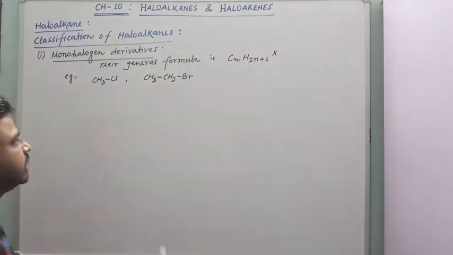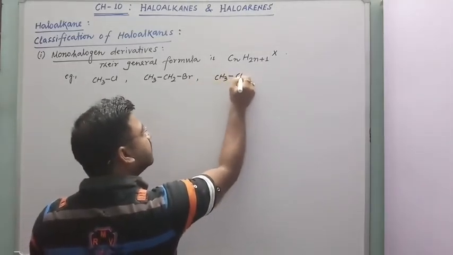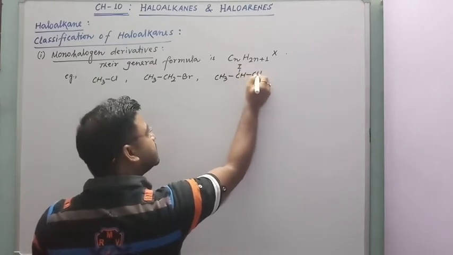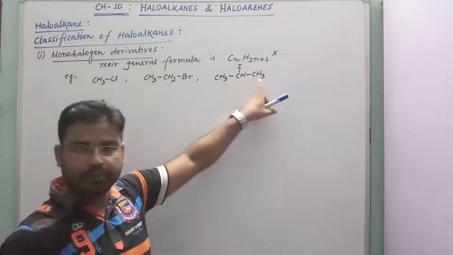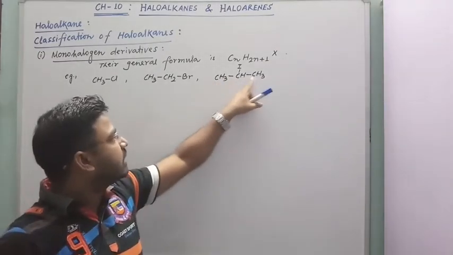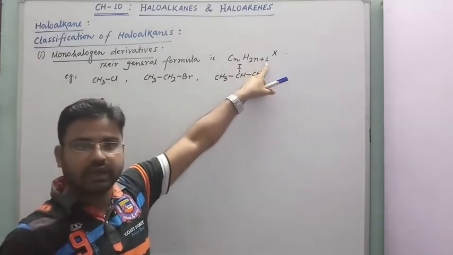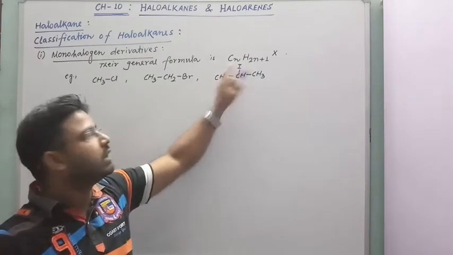Br is halogen. Say CH3CHICH3, that is 2-iodopropane, 3 carbon, C3. How many H? 3 times 2 plus 1, H7, 3 plus 4, 7, 1 halogen.